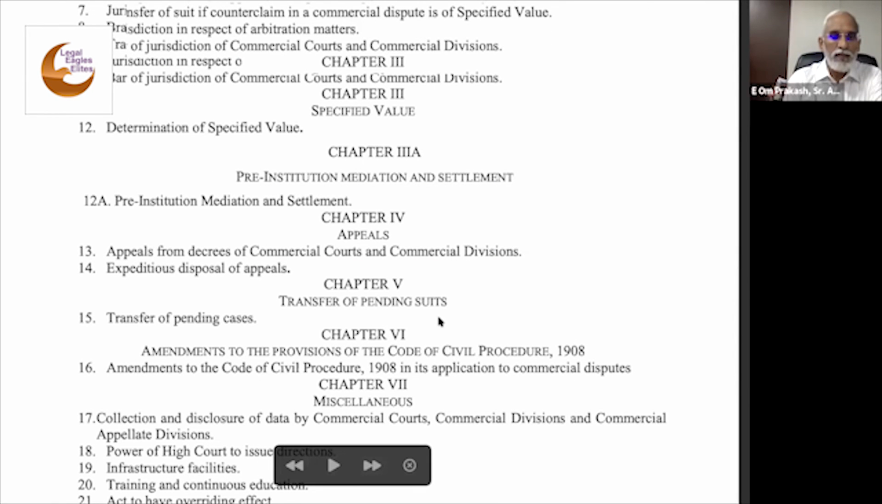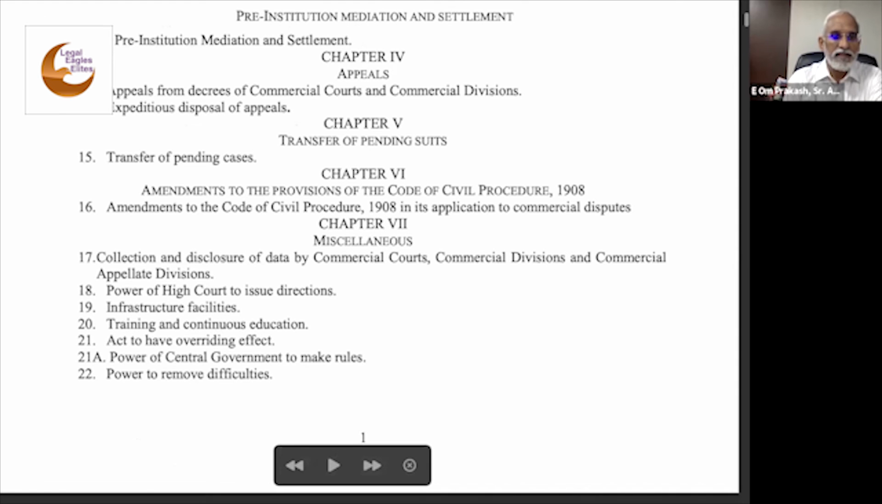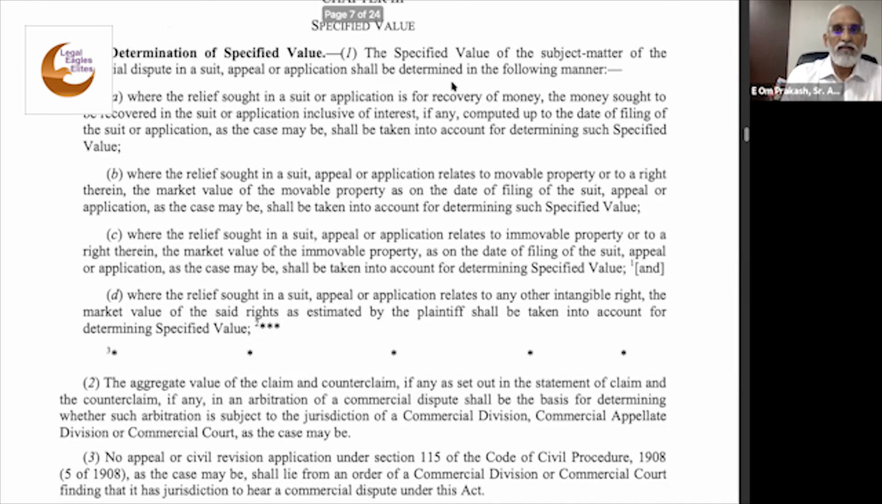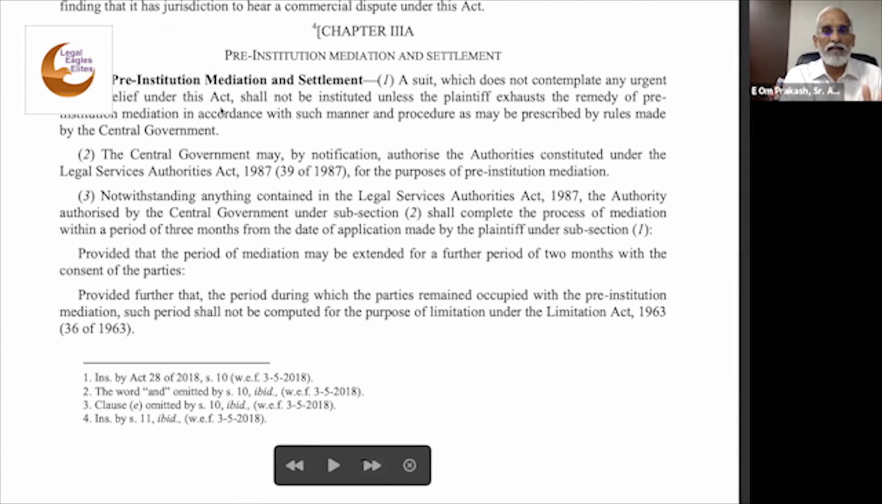Now, with this, what is finally left is section 12A, which is pre-institution mediation and settlement. This was brought about by way of the 2018 amendment, which provided this section 12A on pre-institution mediation. Now, in this section, what the Act effectively says is that one exception is given. It says, which does not contemplate any urgent interim relief under this Act. So, for a moment, forget that exception.